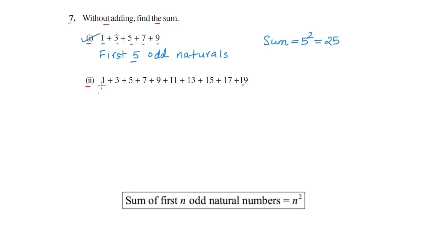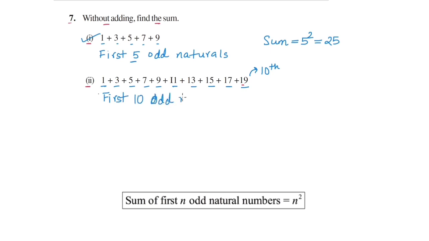Now moving to the second part, we have to find the sum of odd natural numbers from 1 to 19. So let's start counting: 1, 2, 3, 4, 5, 6, 7, 8, 9 and 10. Basically it means that 19 is the 10th odd natural number, right? So here we have the first 10 odd natural numbers. Let me write the first 10 odd natural numbers here.